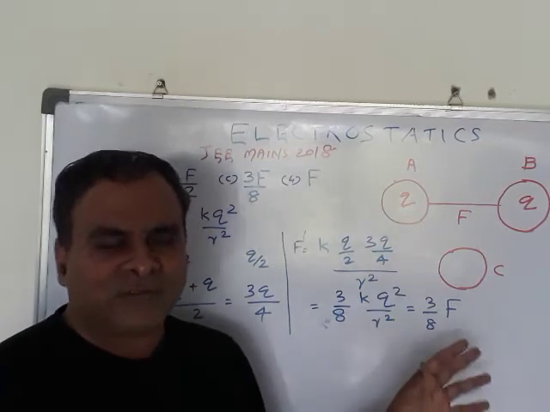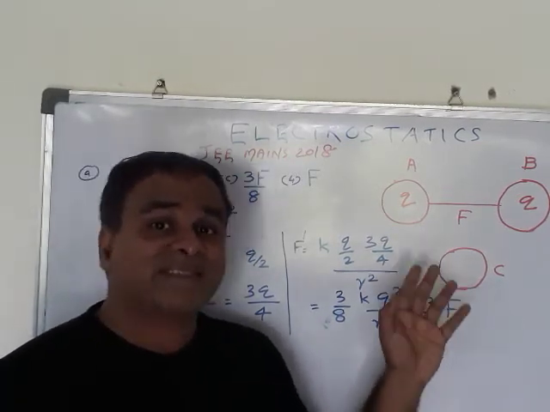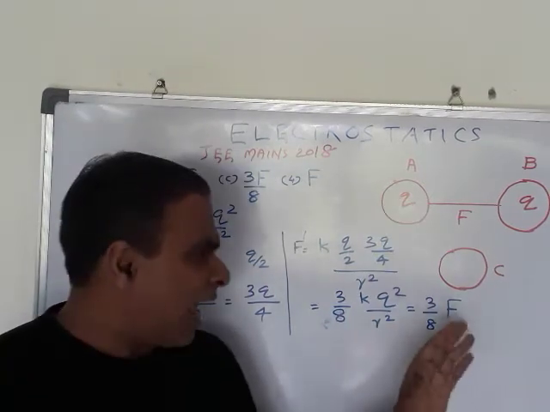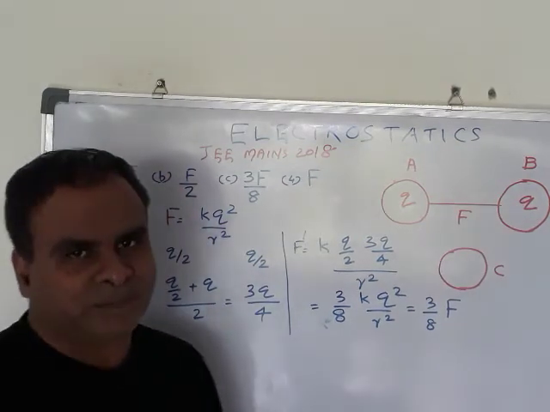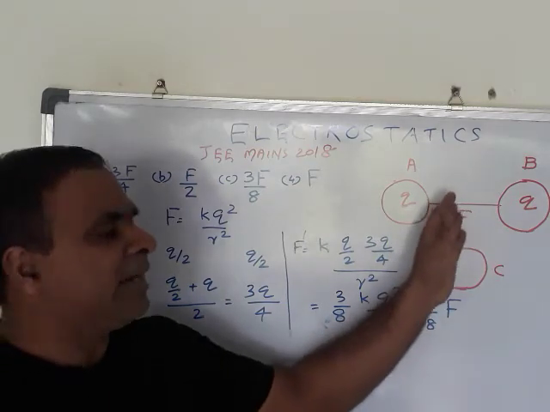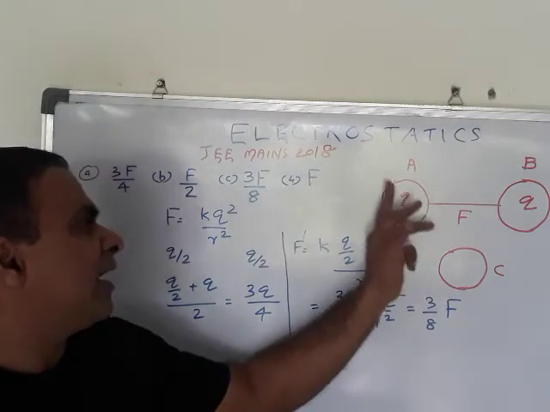After that, the process we are doing is, in the question they are telling, there is an identical sphere C. We are touching the sphere A, then removed. And this C, again we are touching the sphere B and again it is removed. So after this process, if the force was F in the beginning, then what should be the force between A and B?